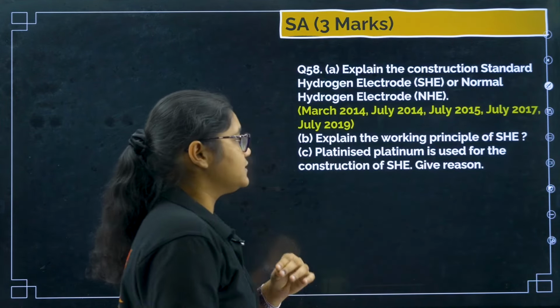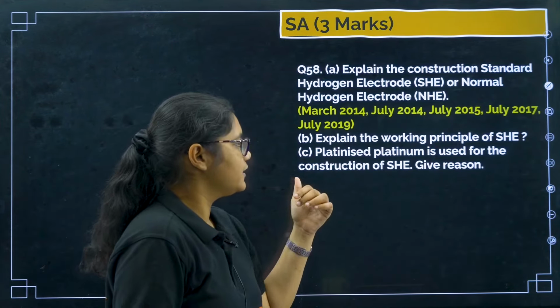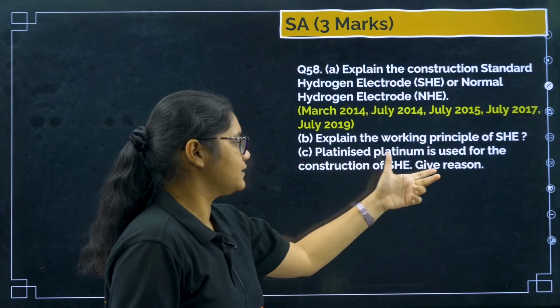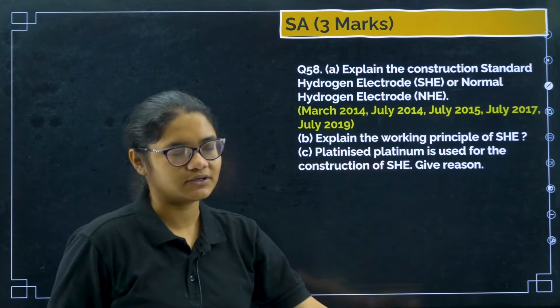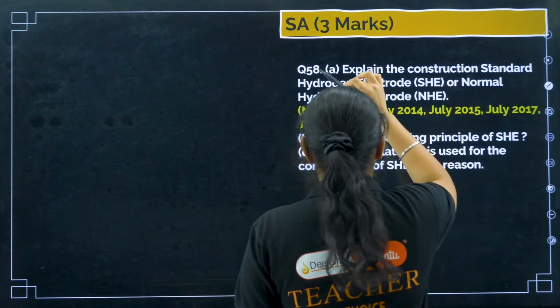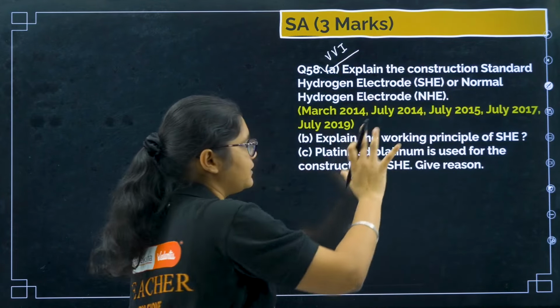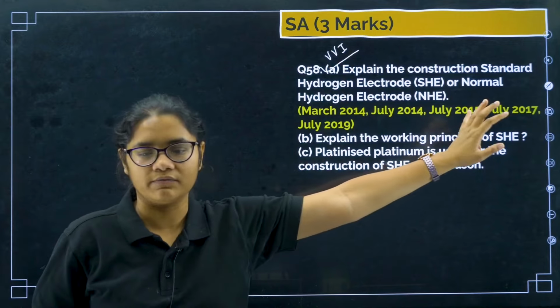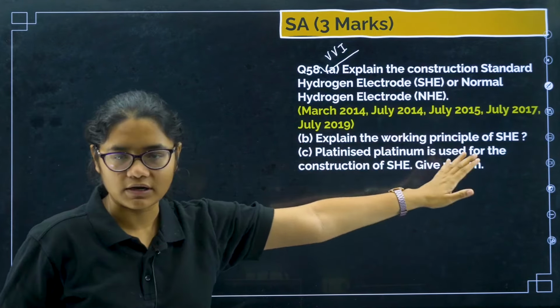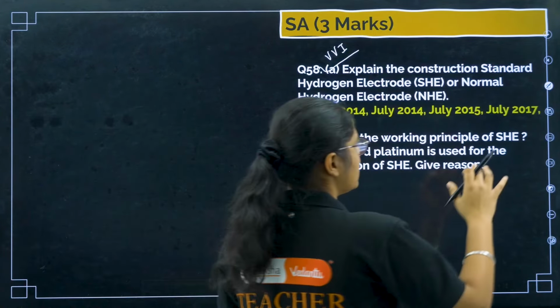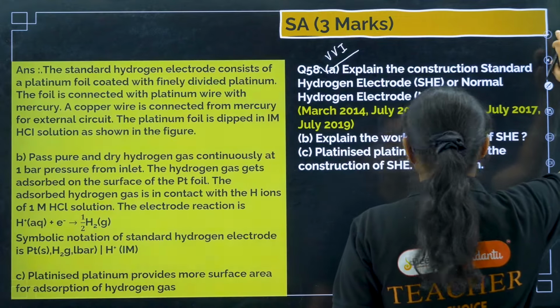Next, explain the construction of SHE and explain the working principle, and platinum platinized is used in the construction, give reason. This first part is very, very important. Many question papers have been asking these questions repeatedly over the years. So this is a very important question, the construction. Here you should be writing the construction and drawing the diagram.